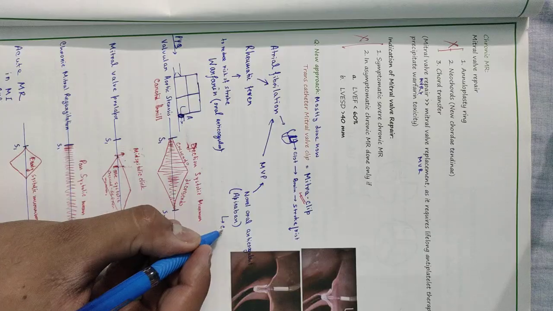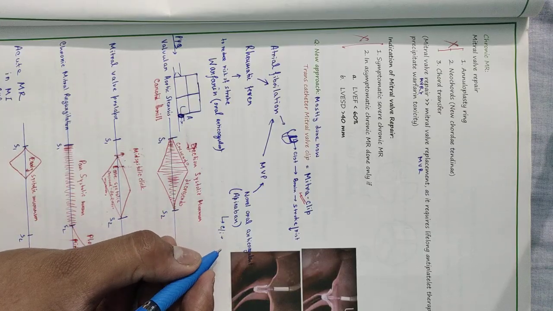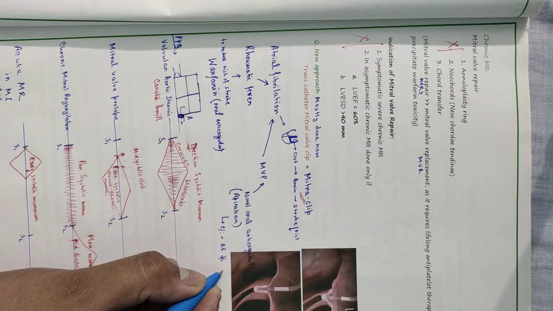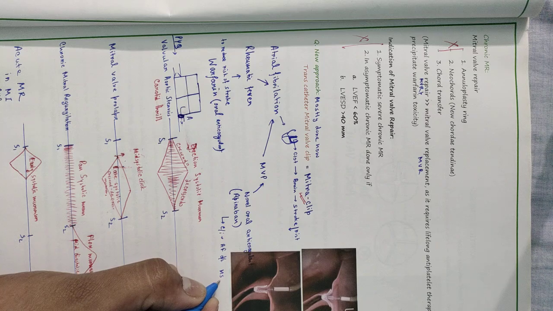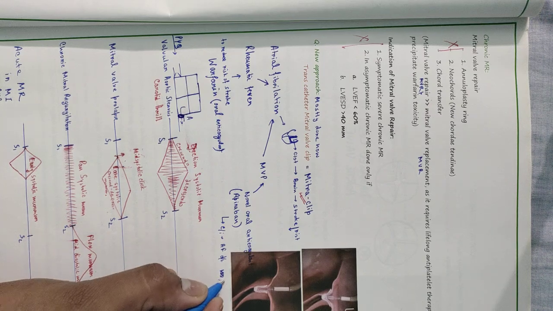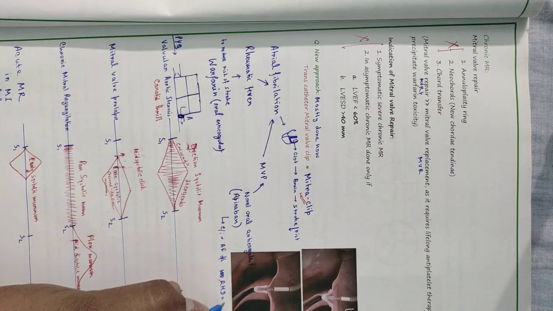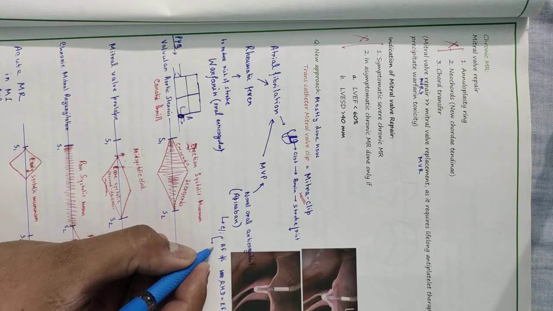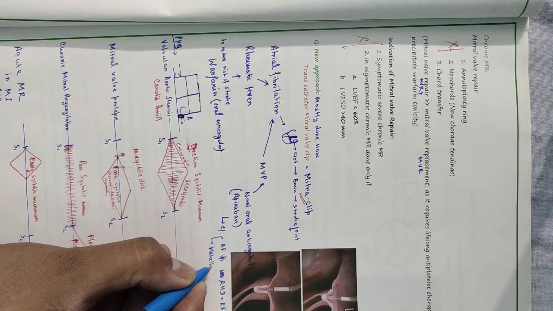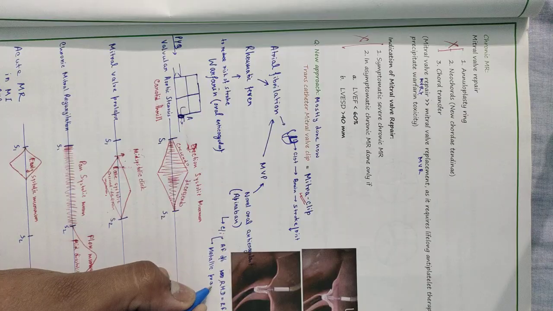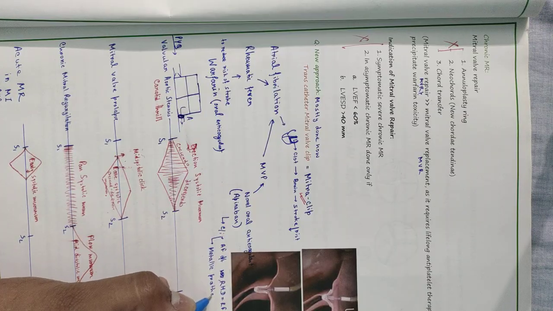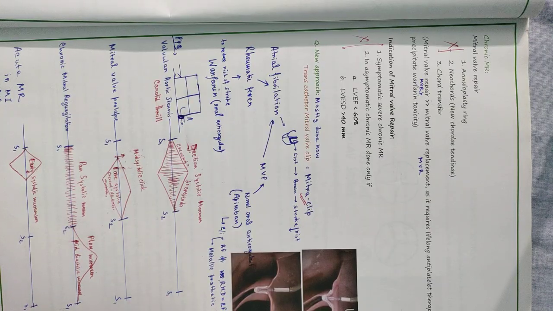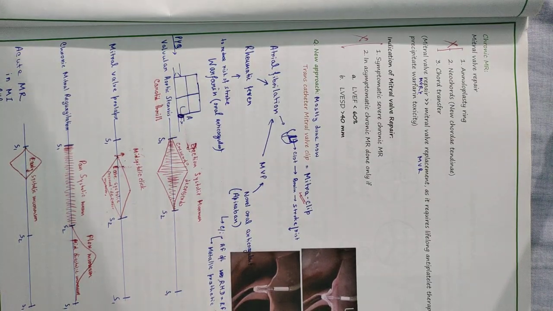It is contraindicated in atrial fibrillation due to mitral stenosis from rheumatic heart disease, that is rheumatic fever, and in metallic prosthetic heart valve. So this is the entire chapter.